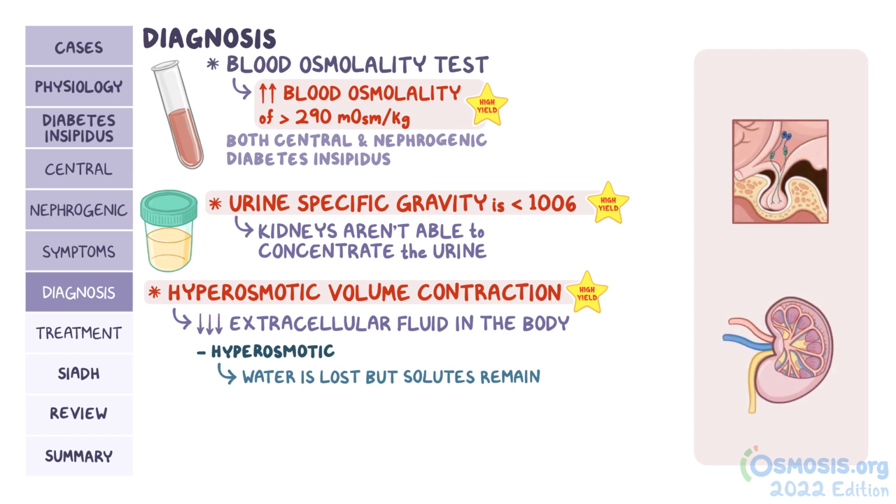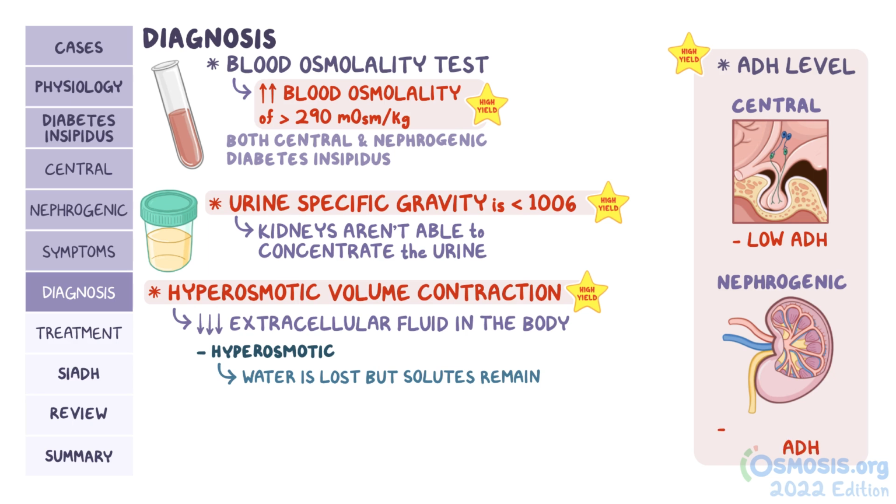Okay, the way to differentiate central and nephrogenic diabetes insipidus is to look at the ADH level. With central diabetes insipidus, there's low ADH, while with nephrogenic diabetes insipidus, ADH is normal or high. Remember this, as it's a very high-yield concept.